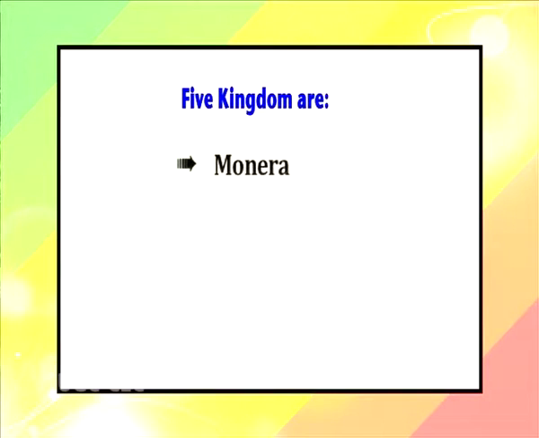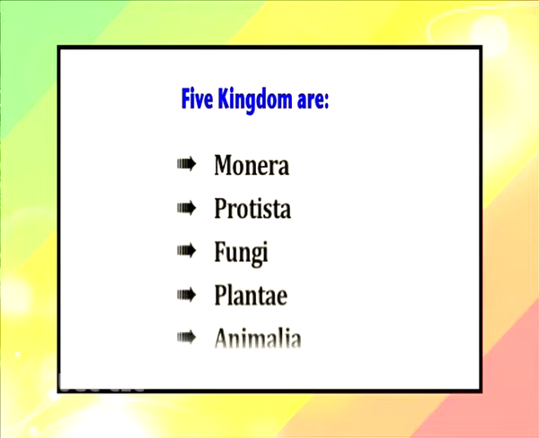In the 5-kingdom arrangement, the subdivisions of the old kingdom classification are not altered. Instead, they are redistributed among additional kingdoms. The 5 kingdoms are Monera, Protista, Fungi, Plantae and Animalia. Now let us discuss these in detail.